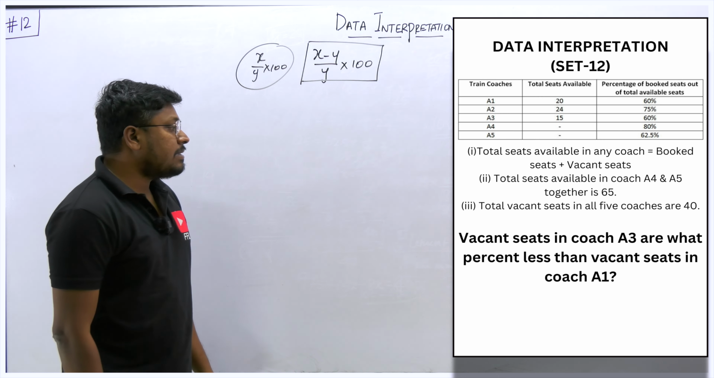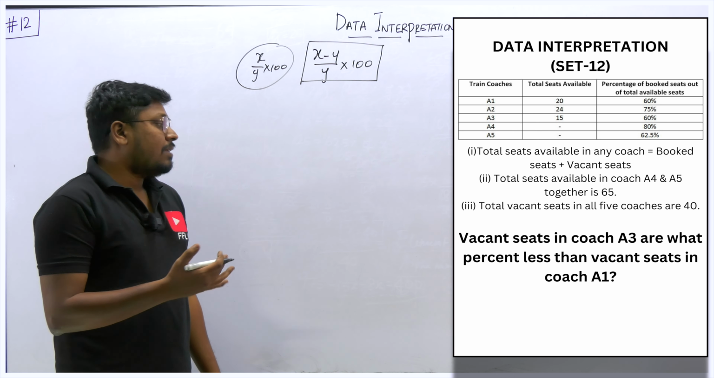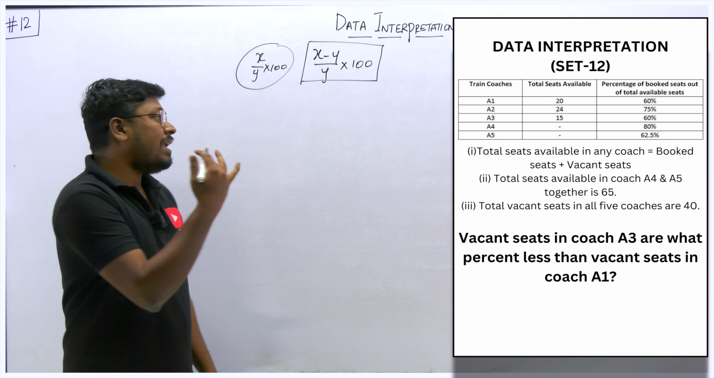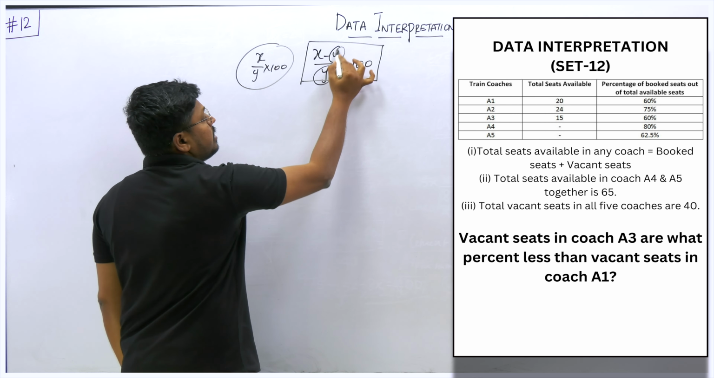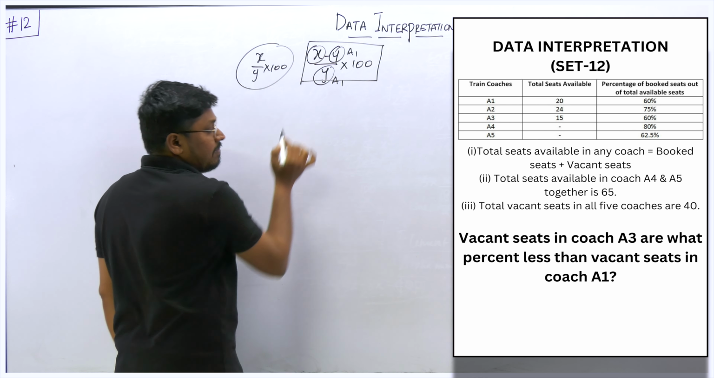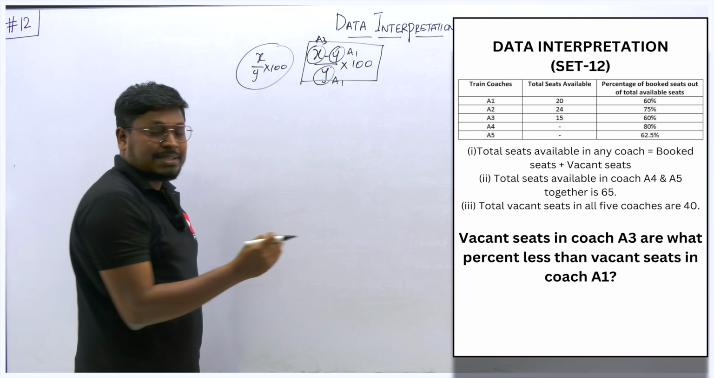So here, vacant seat in coach A3 is what percentage less than that of A1? We need to compare with A1. So if we need to compare with A1, the denominator value should be A1. So these two values should be A1 and this value should be A3. And they have asked what percentage less.